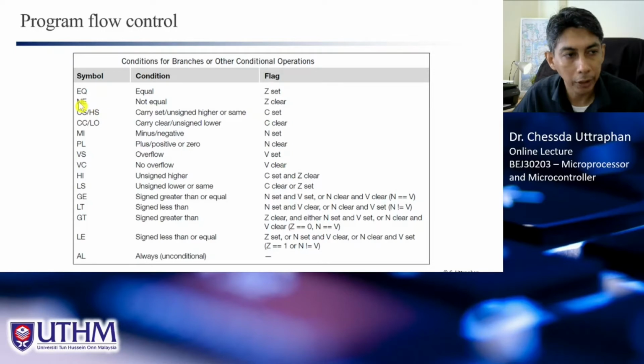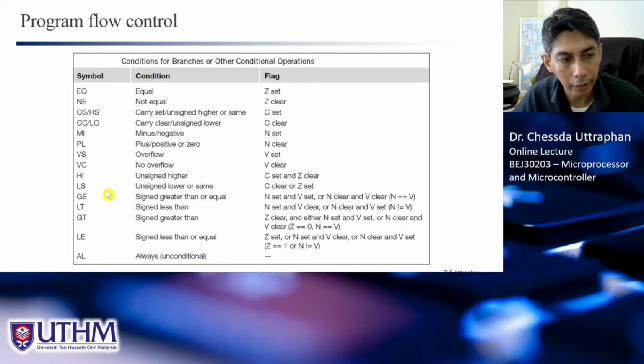We also have BNE, branch if not equal. If not equal to 0, we branch. We have branch if carry set, or CS, or we can also use HS. This should be the same: carry set or unsigned higher or same. We also have branch if carry is clear, which means looking at the C flag. And we can also branch if minus, branch if plus or positive, branch if overflow, no overflow.